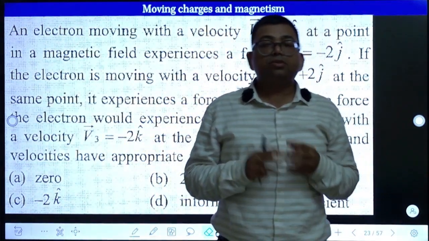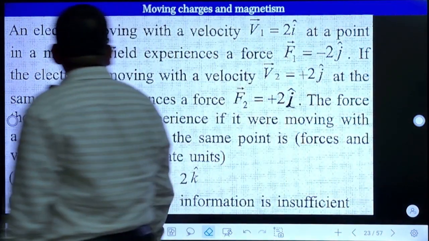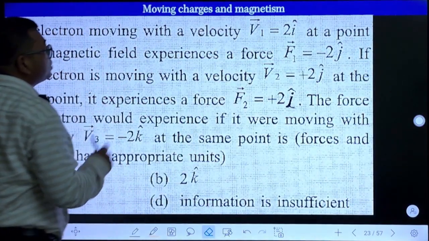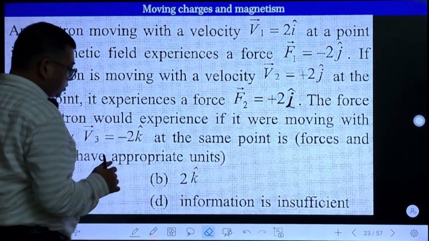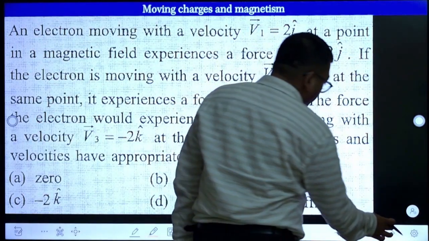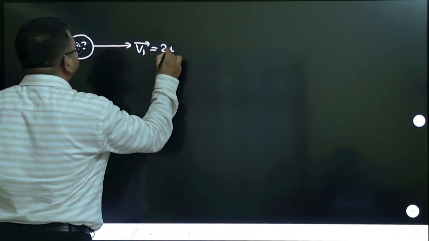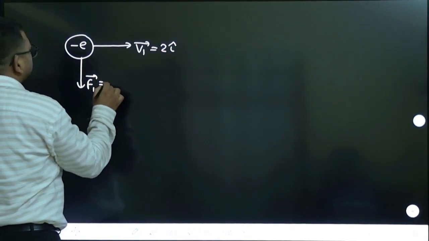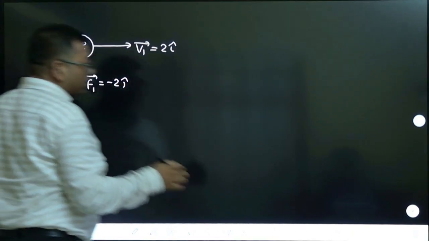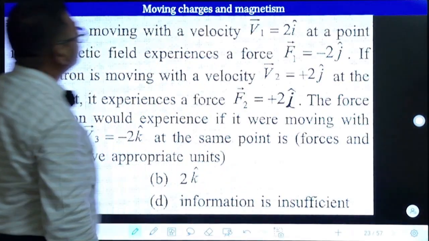So let us take up this question. An electron moving with a velocity v1, 2 i cap, at a point in a magnetic field experiences a force F1. So let us first try to draw the diagram. If an electron is moving with a velocity v1, 2 i cap, which direction is the force acting? The force is acting in this direction. F1 vector is minus 2 j cap, right? This information is given.